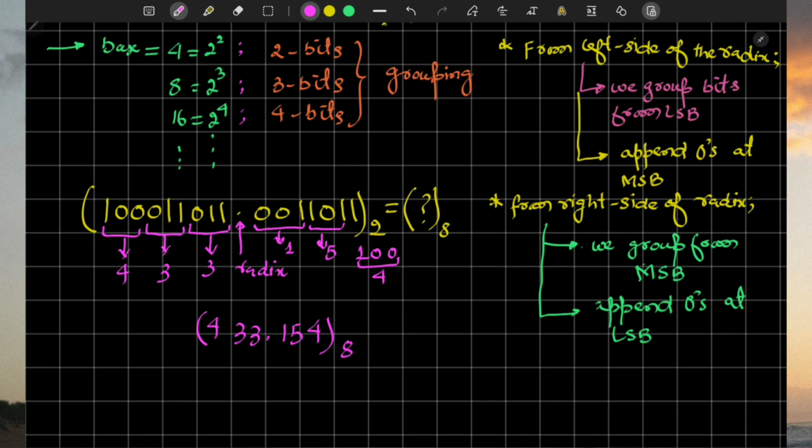Similarly, you can directly convert this binary number into base 4, into base 16, or into any base that is a power of 2 by grouping of the bits.